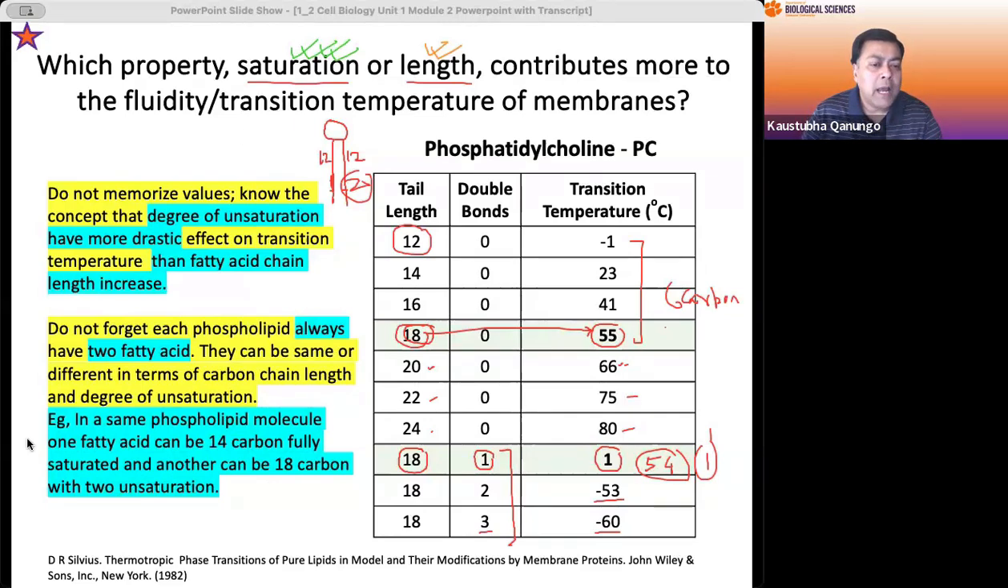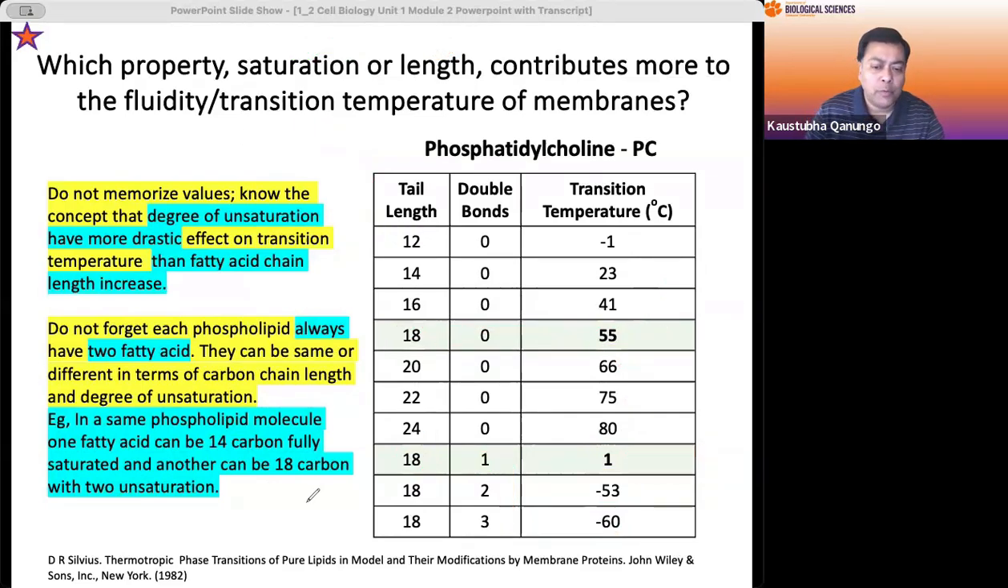So what type of question are we going to ask? We may ask you to calculate the transition temperature of 3 different membranes with different compositions. Now, we have to tell you that all these membranes that we are giving you are made up of the same type of phospholipid. We will tell you that they are made of all phosphatidylcholine, or all phosphatidylserine, or phosphatidylethanolamine. Otherwise, it will not make sense.